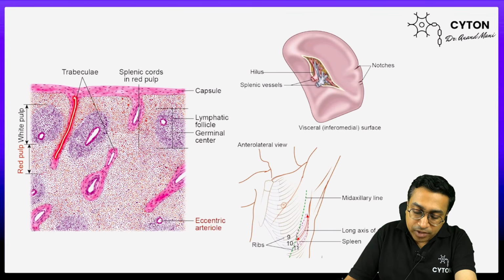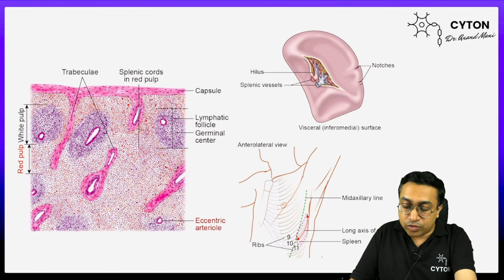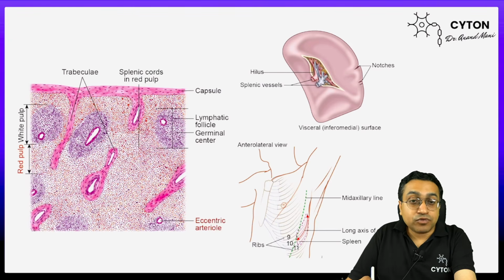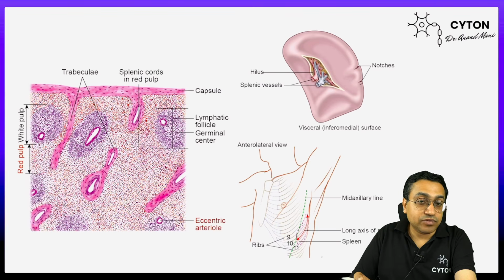You can see the trabeculae which are extending from the capsule below. Then some eccentric arterioles are present in these lymphatic nodules, these are also classical features. White pulp forms the grayish white areas which are scattered throughout the substance of the spleen. Red pulp is surrounding the white pulp.